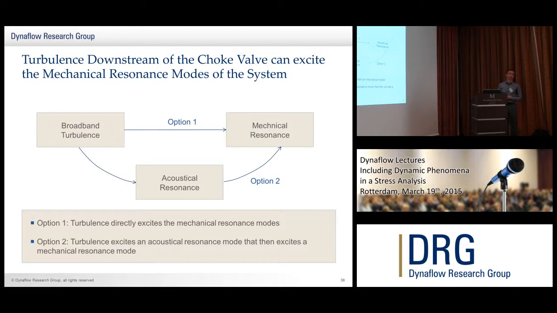Option 1 is the broadband turbulence directly excites the mechanical resonance. So for example, if it's over 1 to 20 hertz, it has energy at all of those, and the mechanical resonance is at 10 hertz, then the energy at 10 hertz in the broadband turbulence will excite that mechanical resonance mode. An alternative, which is often called a perfect storm scenario, is that the broadband turbulence excites the acoustical resonance mode in the piping, and I'll show you on the next slide, which then in turn excites the mechanical resonance mode. Okay.